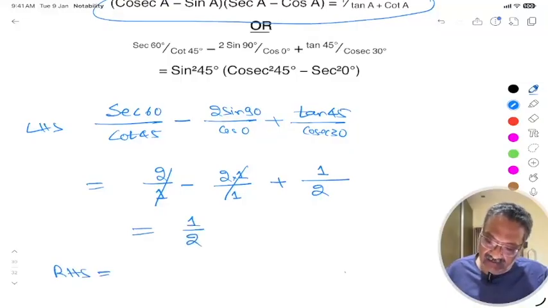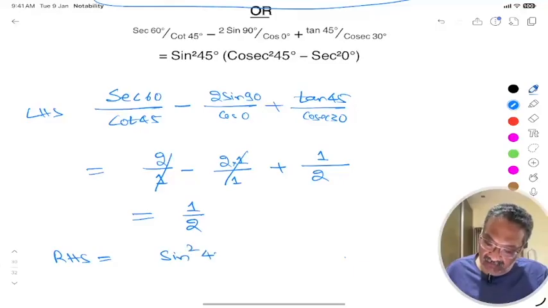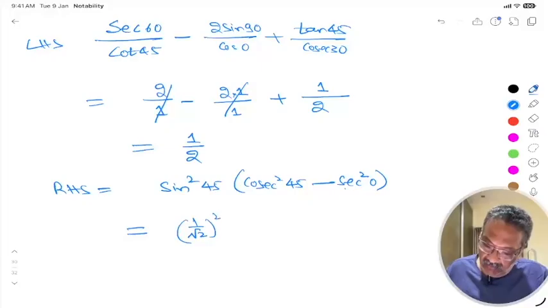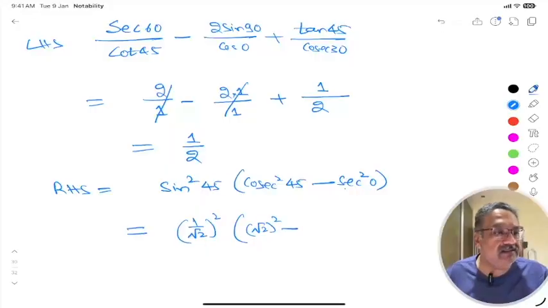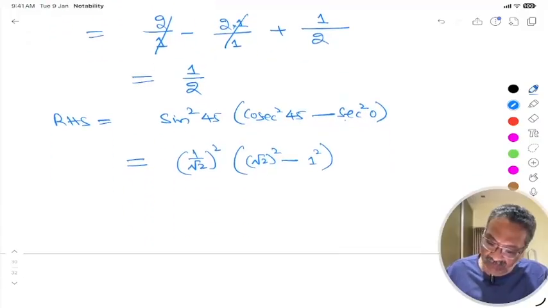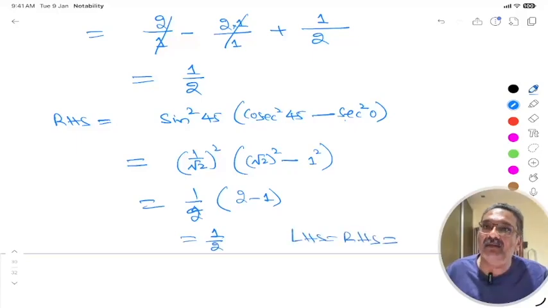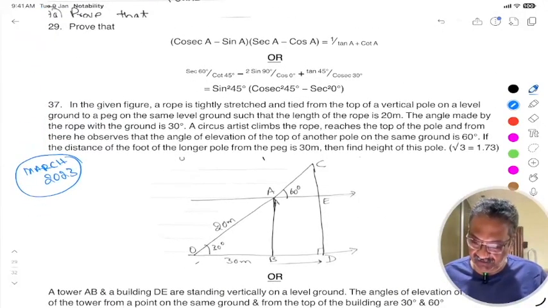Now let us take RHS. RHS equals sin square 45 into cosecant square 45 minus secant square 0. Sin 45 is 1 by root 2, so 1 by root 2 whole square. Cosecant 45 is root 2, root 2 whole square, minus secant 0 is 1 square. This is equal to 1 by 2 into root 2 square is 2, minus 1, which is 1, which is equal to 1 by 2. Hence LHS is equal to RHS is equal to 1 by 2. This is also proved.